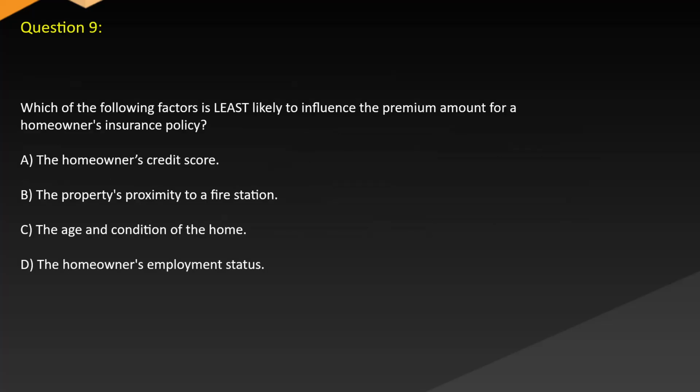Question 9. Which of the following factors is LEAST likely to influence the premium amount for a homeowner's insurance policy? A. The homeowner's credit score. B. The property's proximity to a fire station. C. The age and condition of the home. D. The homeowner's employment status.